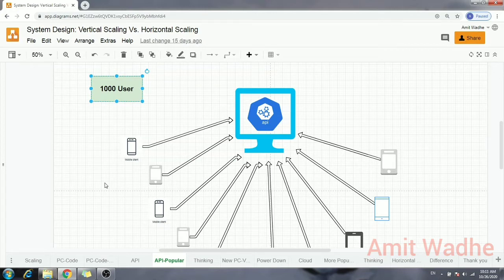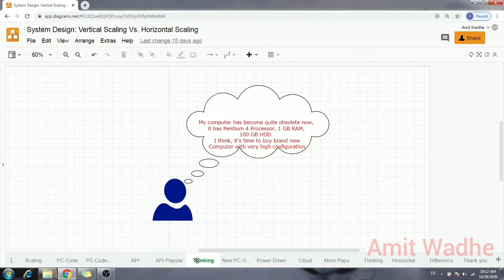That triggered a thought in my mind. I started thinking about what could have led to this situation. Oh, my computer has become quite obsolete now. It has a Pentium 4 processor, 1 GB RAM and a 100 GB hard disk drive. I think this configuration is quite old now, and it's time to buy a brand new computer with a very high configuration, so that the maximum number of people can send requests to my API.